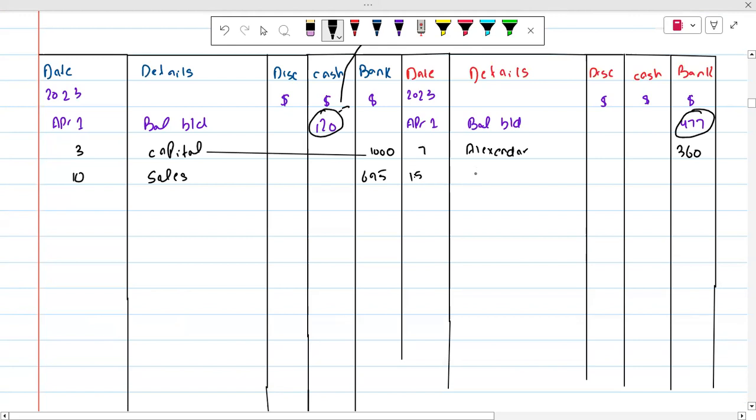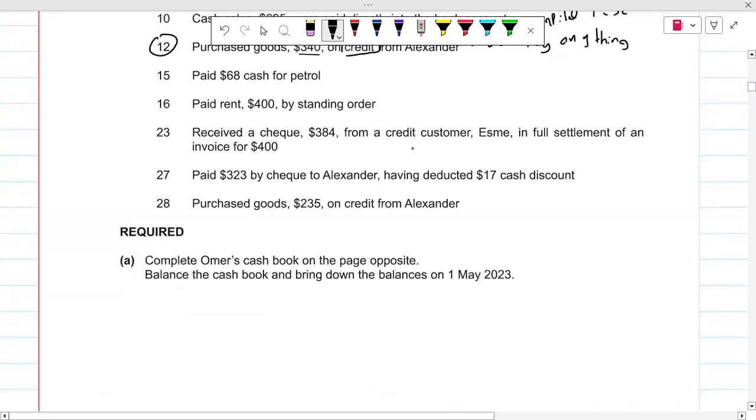It is like motor expense. And we paid in the form of cash. So that is why we will deduct 60, we will carry $68 in the cash column. Okay. So after that, we have another transaction. On 16 April, paid rent $400 by standing order.